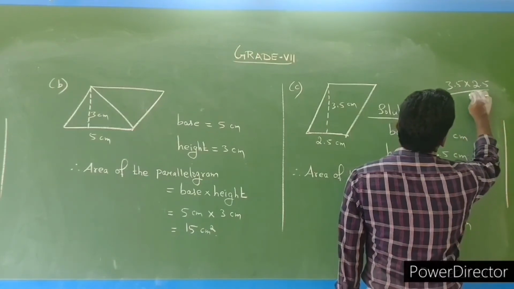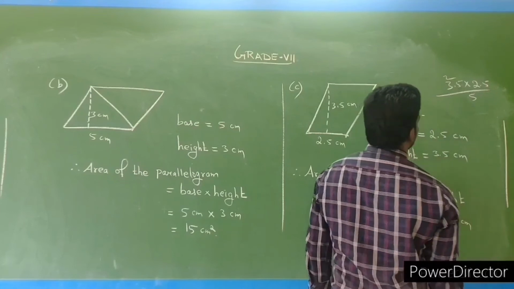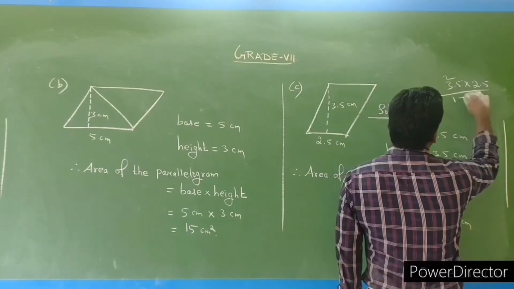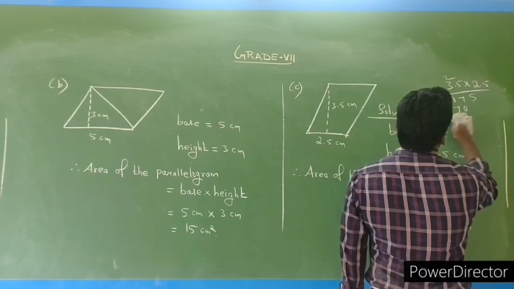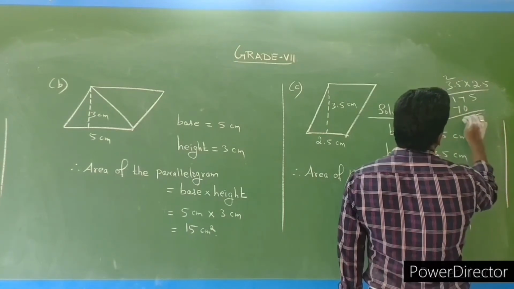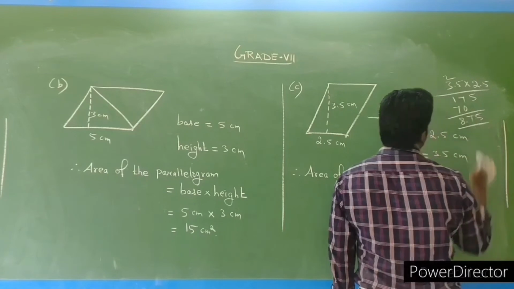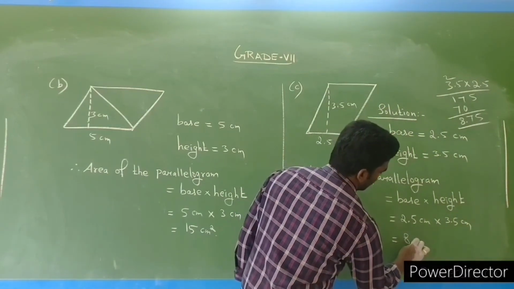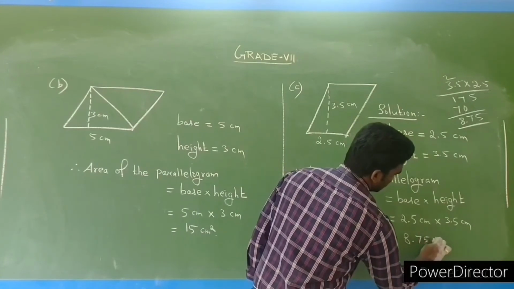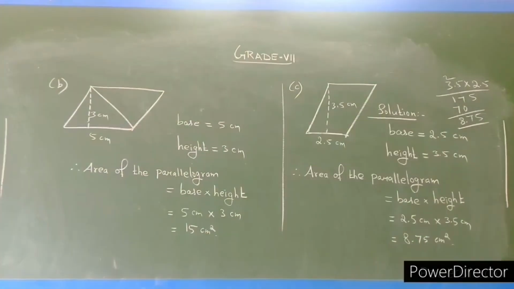So 5 5s are 25, remaining 2. 3 5s are 15 plus 2, what is that? 17. Next 35 into 2, what is that? 70. So 5, 7 and 8. The value is 8.75 centimeter square, which is equal to 8.75 centimeter square.